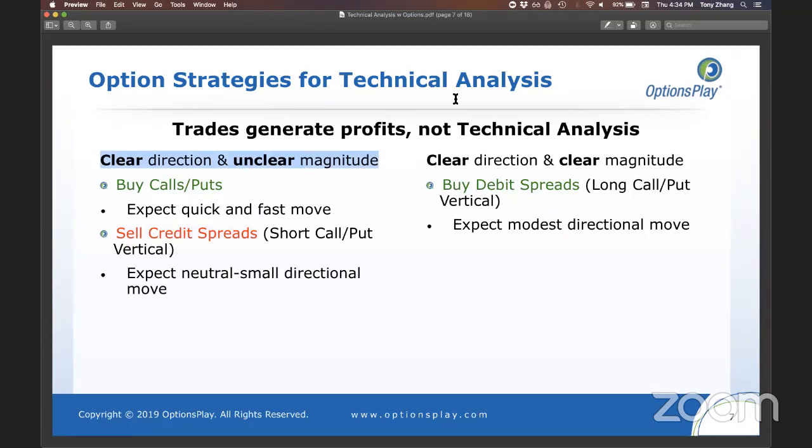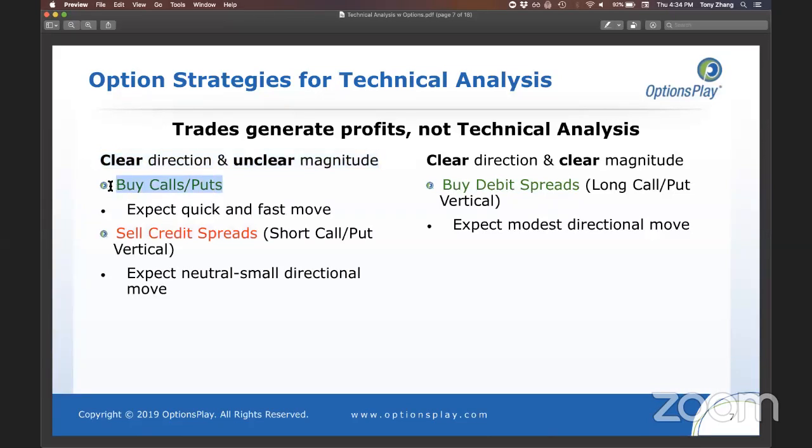And on the other end of the spectrum, you have other forms of technical analysis where you have a clear sense for direction and you have a clear sense for magnitude. So this is where you have an outlook that the stock's going to move higher, and you have a very specific target price. So clear direction and clear sense for magnitude. Versus on this side, you have a clear sense for direction, but you're not really sure what that target price is. It might move a little bit, it might move a lot. You don't really have a clear sense. And that's how you delineate between these two strategies.